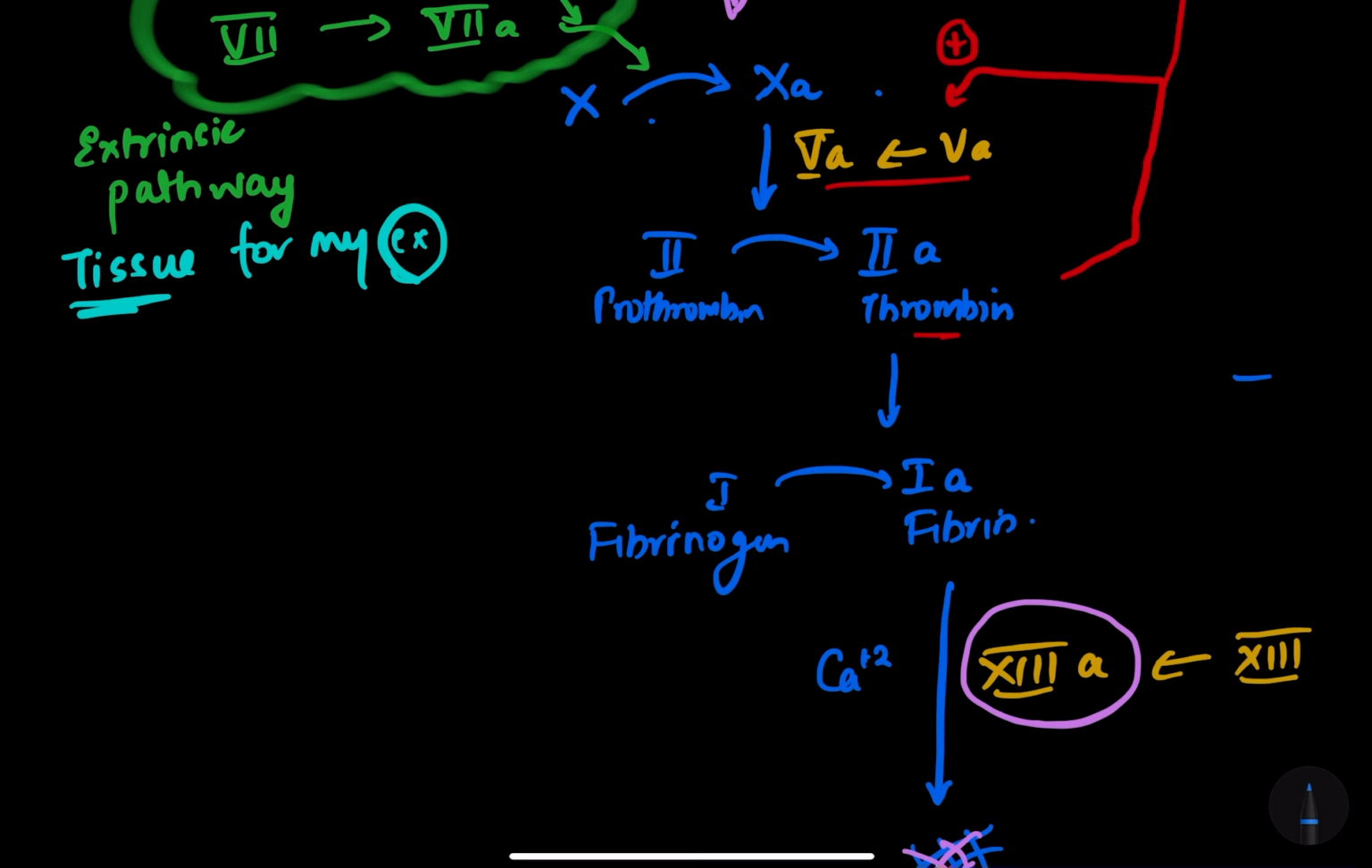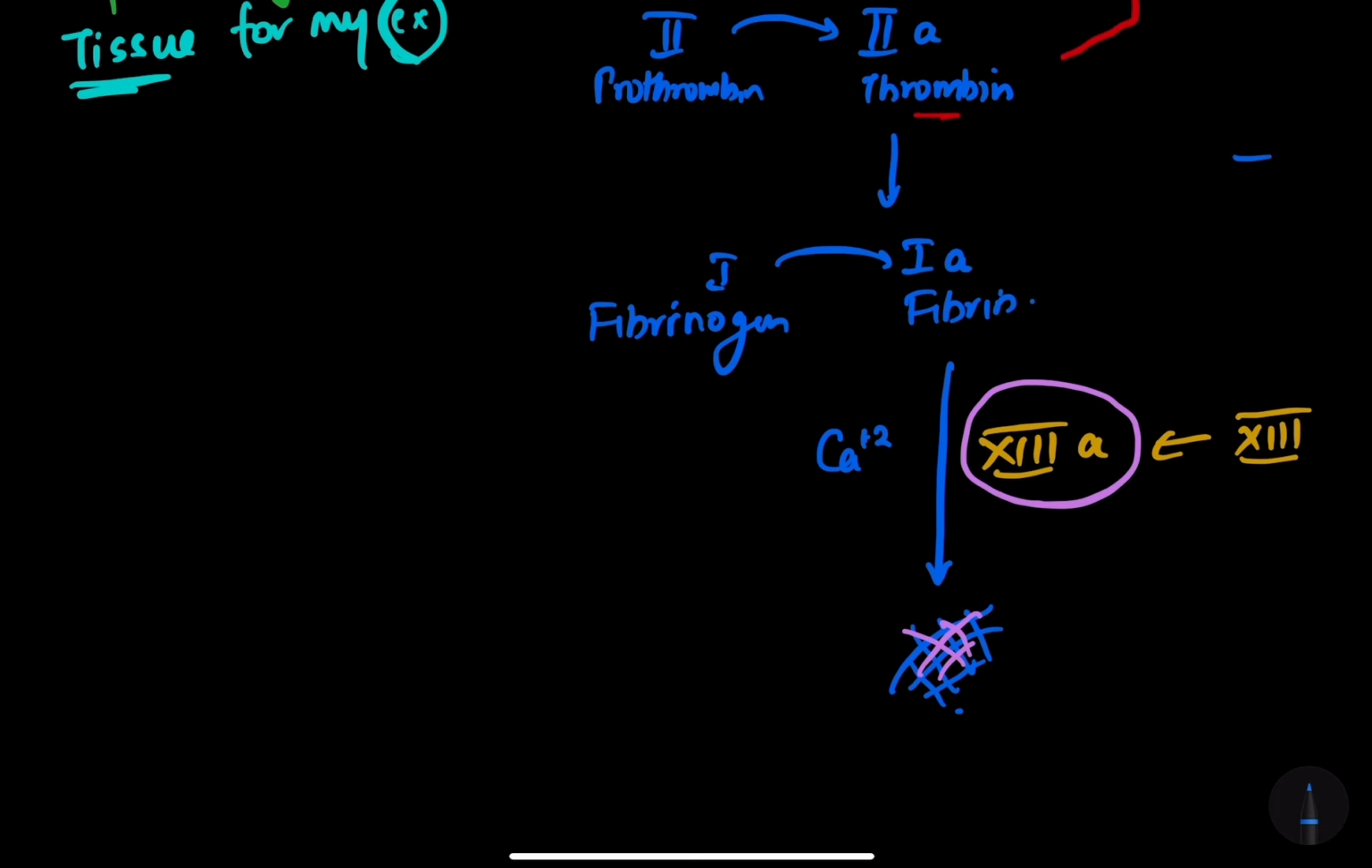The names of the factors are mentioned here. Factor 2 is basically thrombin. Factor 1 is fibrin. And there is one more step where there is involvement of factor 13 and calcium, which is involved in the last step of forming a clot.